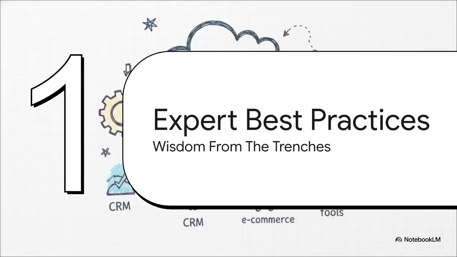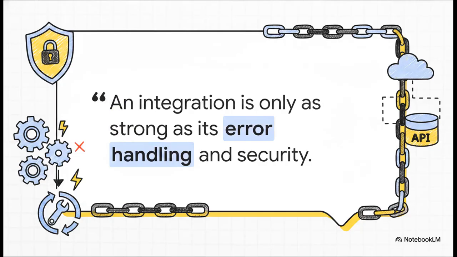Section 5. Expert Best Practices and Pitfalls. Wisdom from the Trenches. We are now getting into the essential guardrails. This is the insider advice you need to follow to prevent catastrophic operational failures. An integration is only as strong as its error handling and security practices. Making two systems talk to each other? Well, that's only half the battle. It requires bulletproof security and meticulous error management to ensure the systems don't just collapse when something unexpected happens.